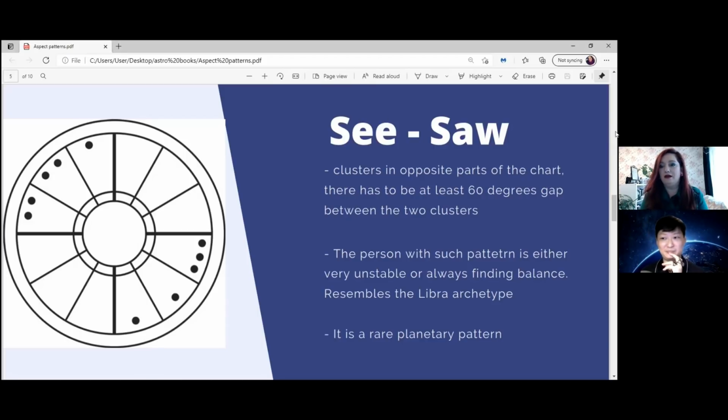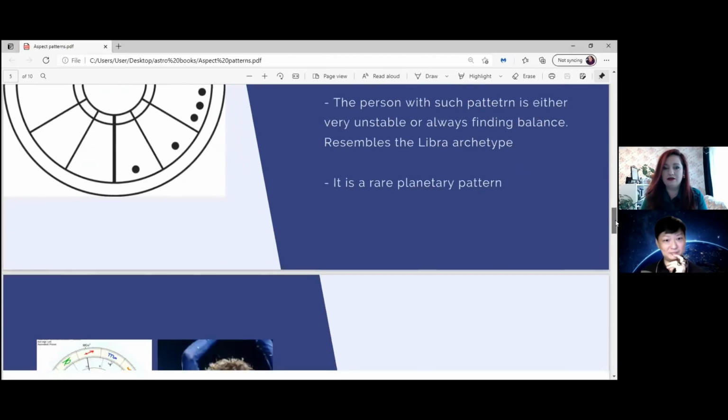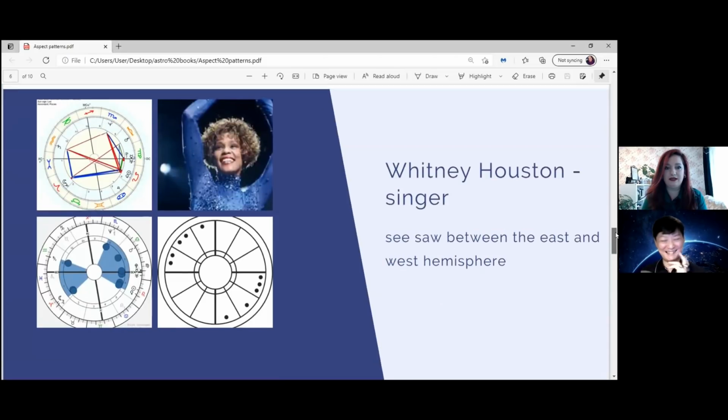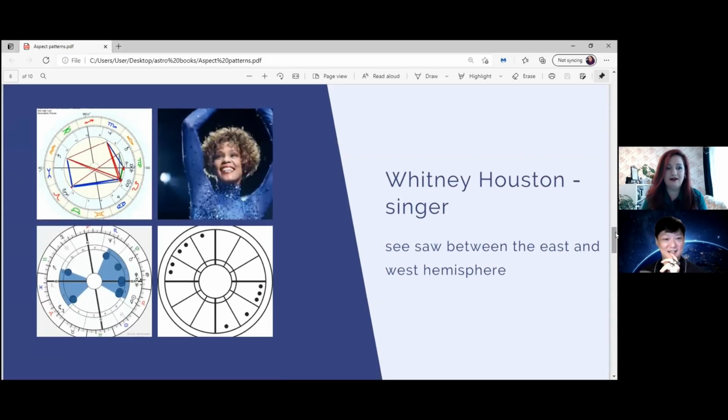Right. Somebody who has a Seesaw is, okay, Whitney Houston. Well, it's again very helpful to see the planets this way, so we can actually see the Seesaw. But the chart that you would usually see looks like this with all the aspects, and this is why again we say that it's not easy to determine the patterns.